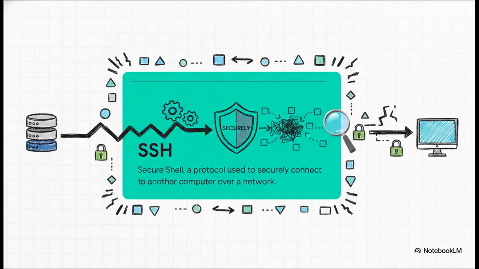Now, the absolute key word in that definition is securely. See, before SSH came along, people relied on older protocols that, get this, unfortunately sent information across the network in completely plain text, no encryption at all. SSH changed the game entirely by encrypting the connection from end to end. This means you can safely reach out across a network, even traversing the wild, unpredictable public internet, and take the reins of another machine without any fear of someone listening in or intercepting your data.